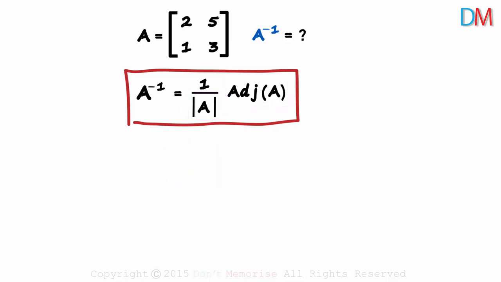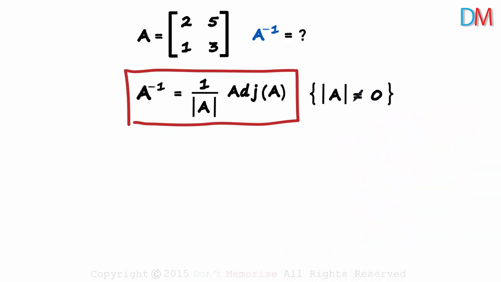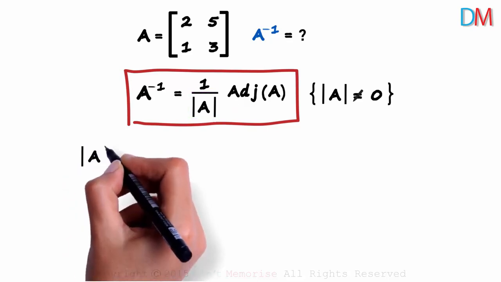But there is one important condition here, and it's intuitive. The determinant of A cannot be equal to 0. In fancy words, we can say that matrix A has to be non-singular. That's because the denominator cannot be equal to 0. So before finding the adjoint, let's first find the determinant of A.